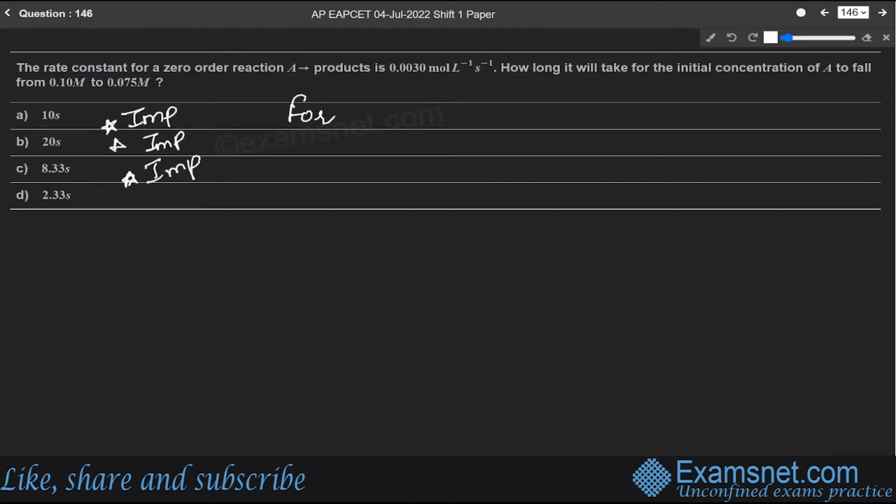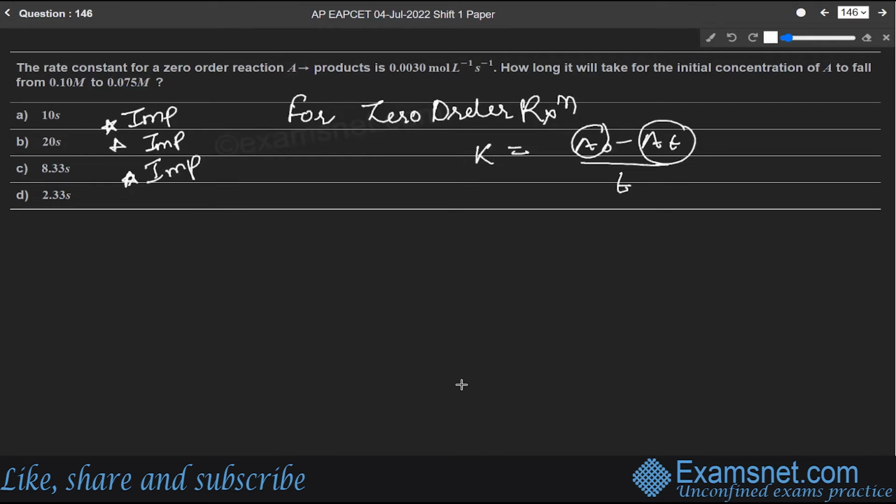So for a zero order reaction, how do you go about solving it? That's k equals a naught minus a t, divided by t. Initial concentration minus final concentration divided by time is a constant k. So they have asked us to find time: a naught minus a t divided by k.